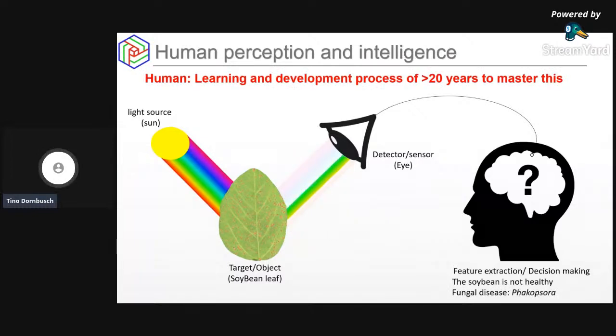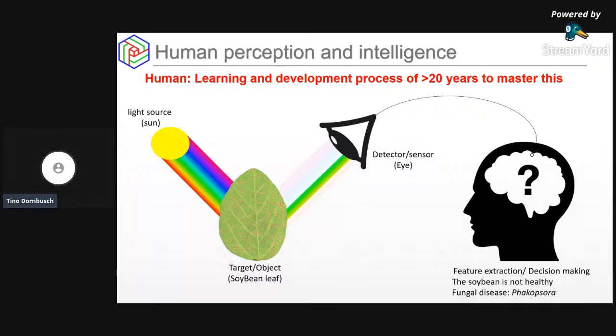But in order to learn this, to say, okay, first of all, to detect this is a soybean leaf, this is a disease, and this is that disease, it takes a learning and development process of probably more than 20 years to become a phytopathologist that actually knows how to address this, understand the biology of the plant, understand the biology of the pathogen, understand the plant-pathogen interaction, and to see what is that.